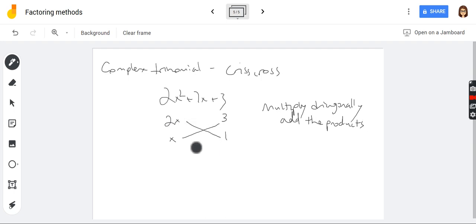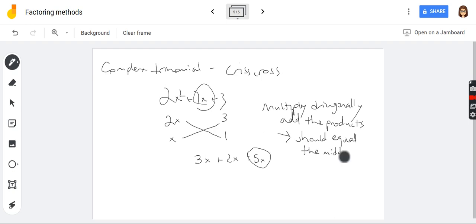So I'm going to get 3x, 3 times x is going to be 3x, and then 1 times 2x is going to be 2x, and I'm going to get 5x. That 5x, in order to factor correctly, needs to equal the middle term. Add the products, and they should equal the middle term. And in this case, it does not. It adds up to 5x when it should have been 7x. So that means that I haven't chosen my numbers correctly.